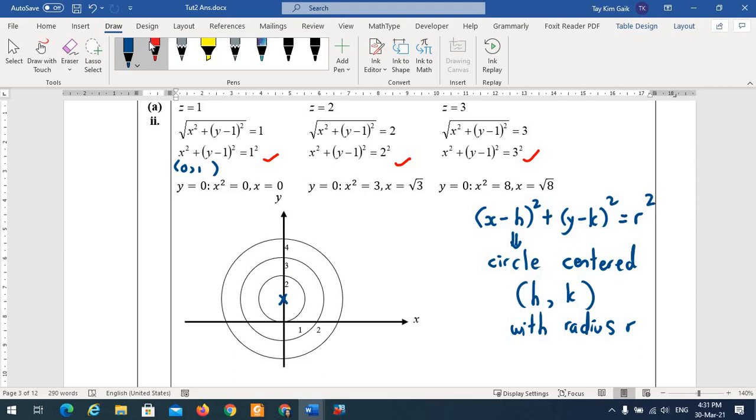Okay, when z is 3, you only change this one: equal to 3, this one equal to 2, equal to 1. And then to eliminate the square root, you square both hand sides. So this is 3 squared. The third curve has radius 3 units. So from 1 unit, 2 units, 3 units. This is the level curve where z equals 3. The middle is z equal to 2. The innermost is z equal to 1.